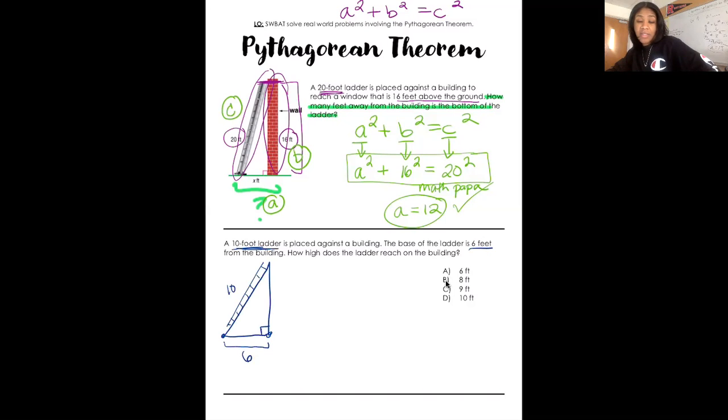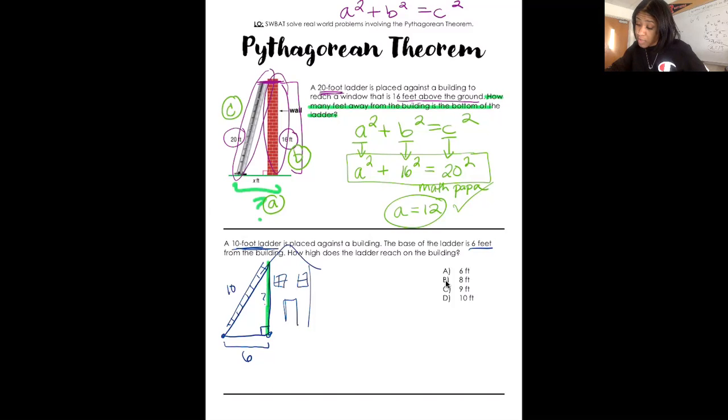How high does the ladder reach on the building? This is the building here, like that's the little house, that's the little door, it got some windows. We're looking for this length right here, okay? We're searching for the height of the building right there.